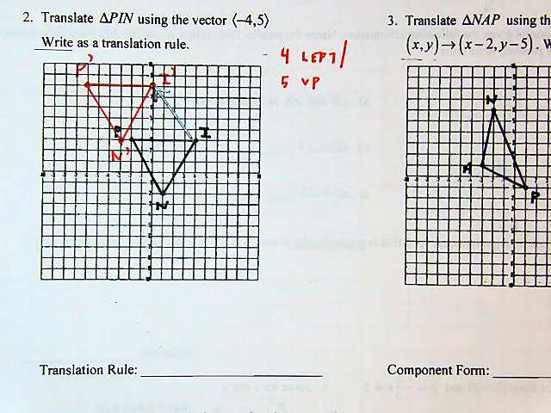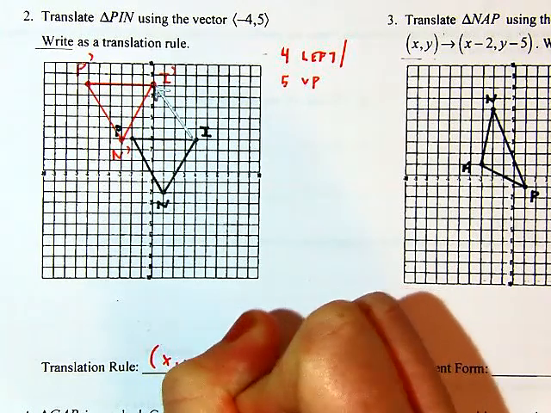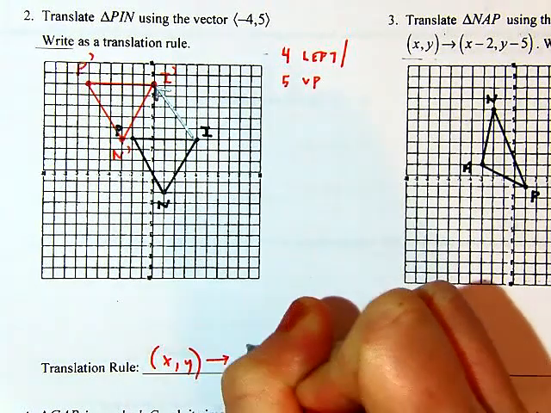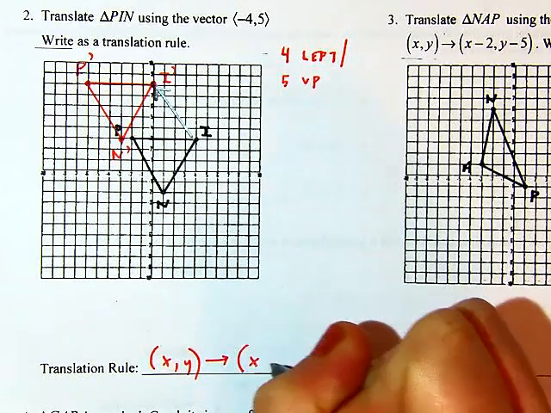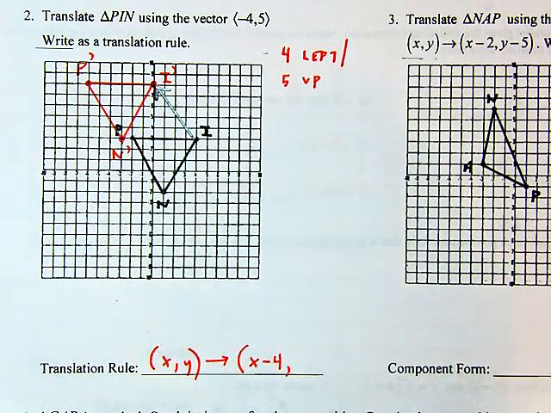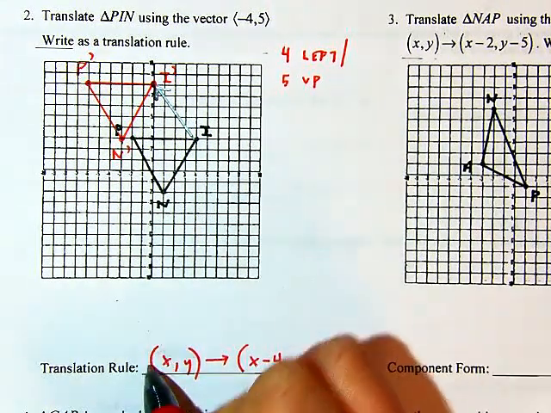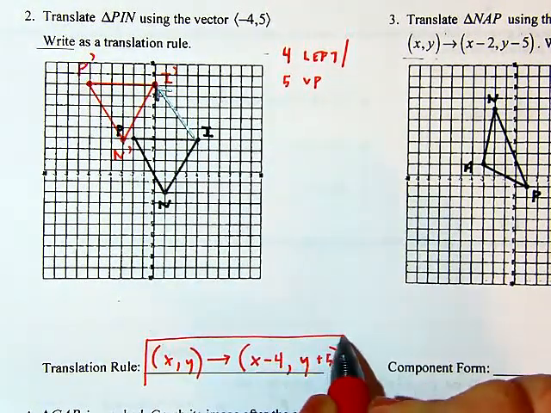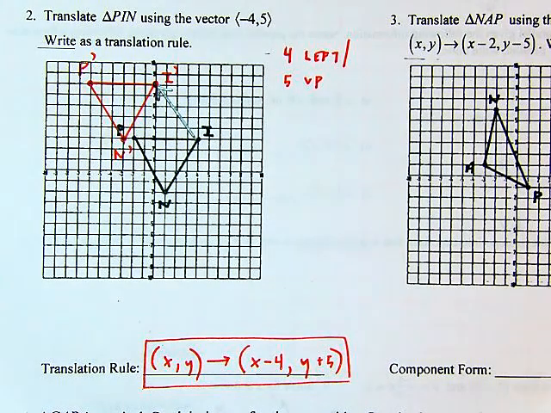All right, if I rewrite this as a translation rule, well, my translation rule will always start off as x, y, arrow to the right. Okay, 4 to the left means each x value, we're going to subtract 4. And 5 up, we take each y value and we add 5. All right, so here is my translation rule.